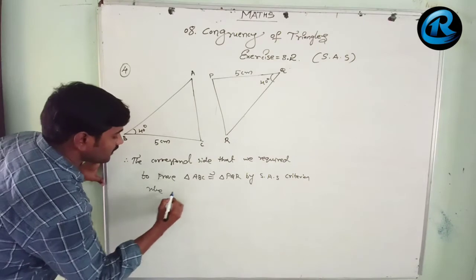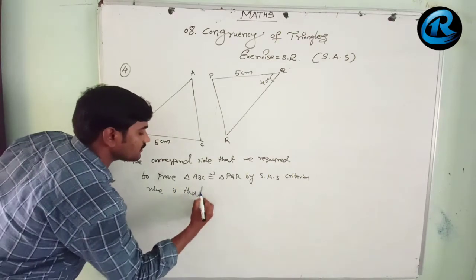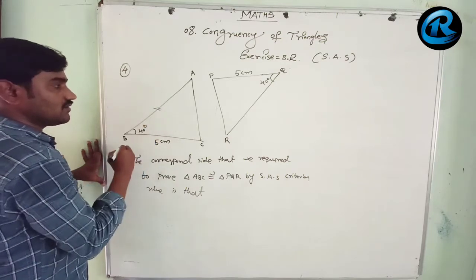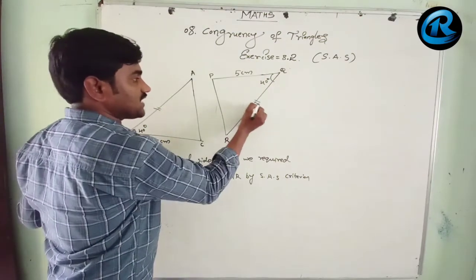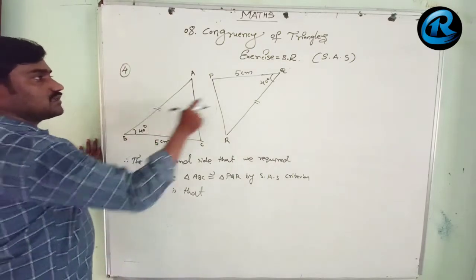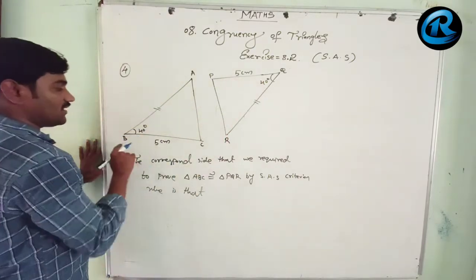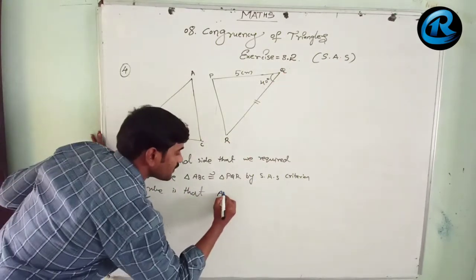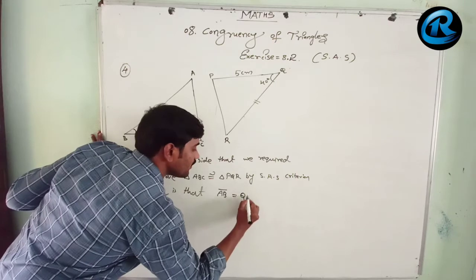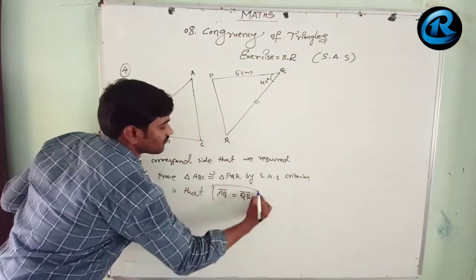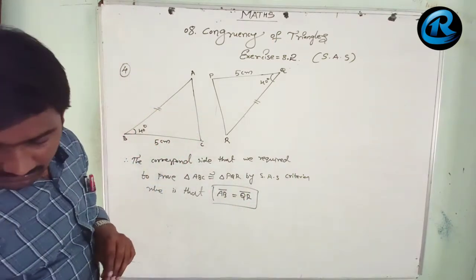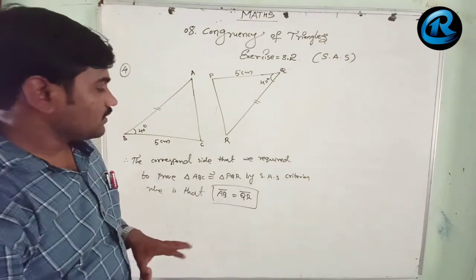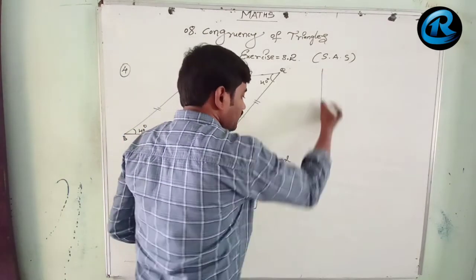The rule is that side, angle and side are required. Side angle side should be required. Now what is the side? AB should be equal to QR. AB is equal to QR. This side we require. Then we go for the next one.